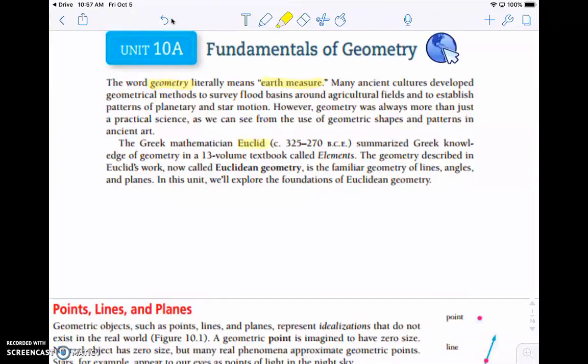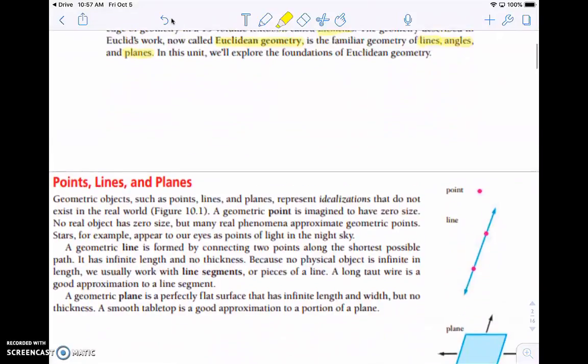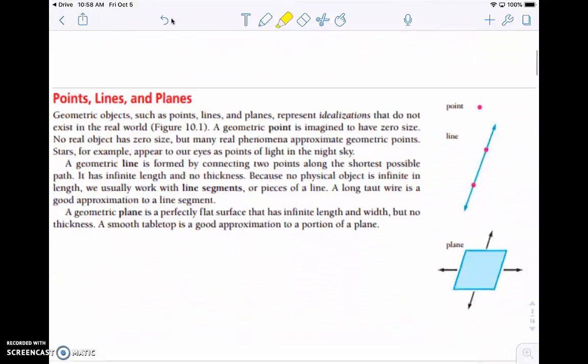There was a Greek mathematician, his name was Euclid, and he summarized the Greek knowledge of geometry in a book called Elements. It's very difficult to read, but that's where a lot of what we have today kind of stems from. And the geometry described by Euclid's work is called Euclidean geometry. And Euclidean geometry is the familiar geometry of lines, angles, and planes. And it's not airplanes, but planes such as this picture right down here in your bottom right. Okay, so in this unit we're going to be exploring the foundations of this idea of Euclidean geometry.